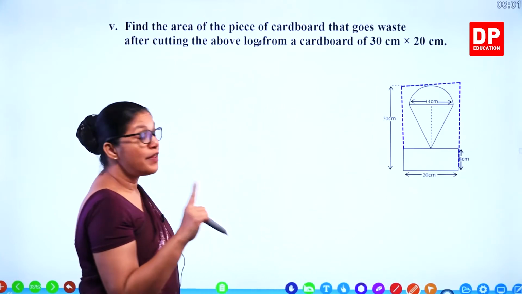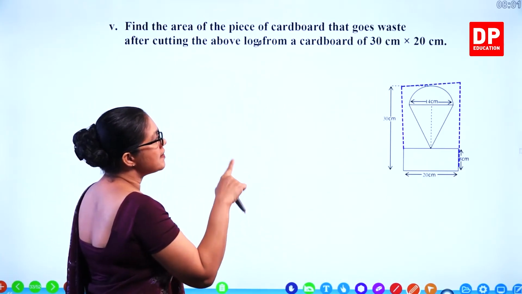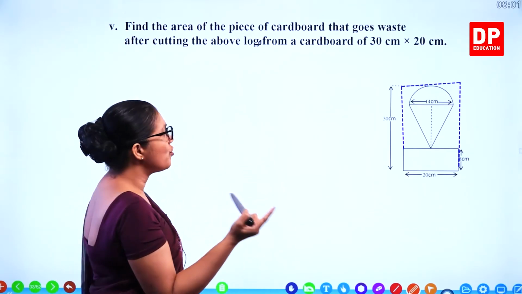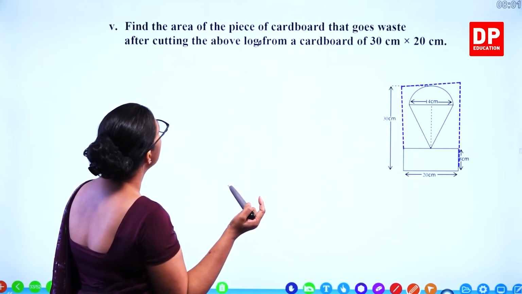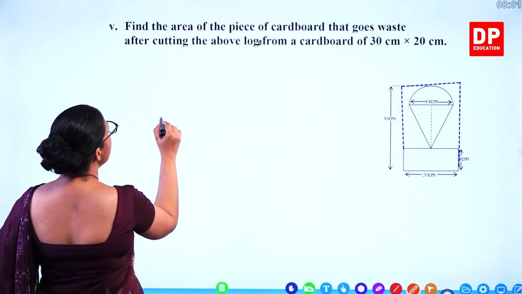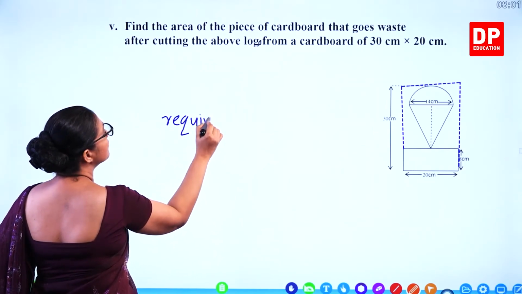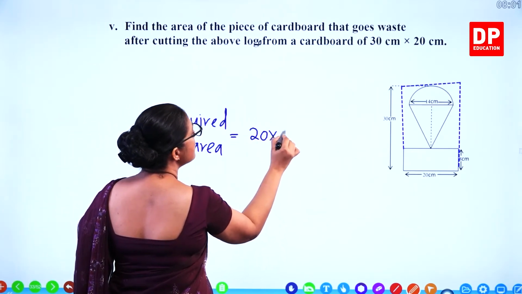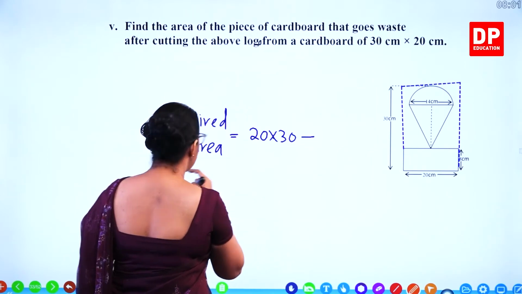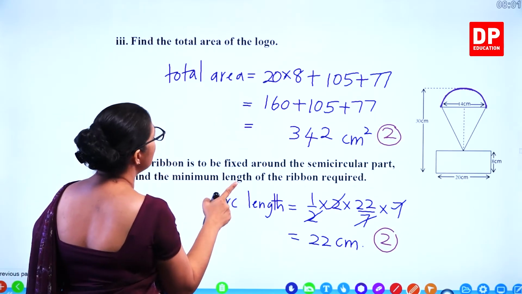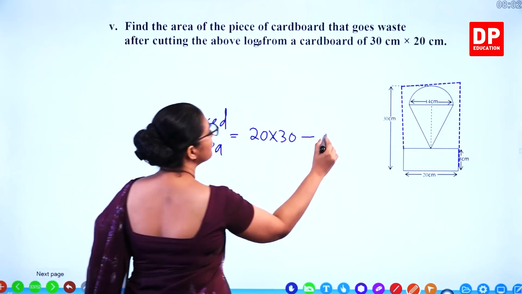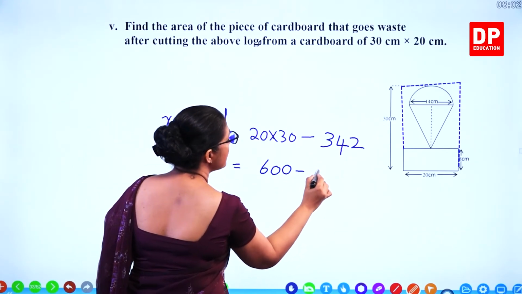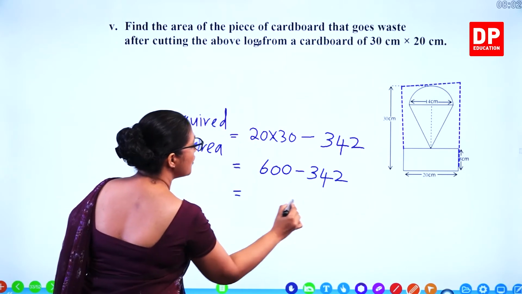So we found out the area of the logo. So if 30 into 20 is the area of the rectangle, when you subtract these two, you get the area that is wasted. So the required area is (20 times 30), the area of the rectangle, minus what we found out as the total area, 342. So here 600 minus 342, you get 258.